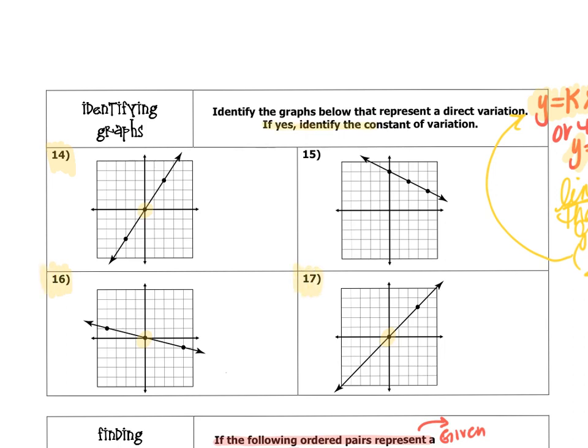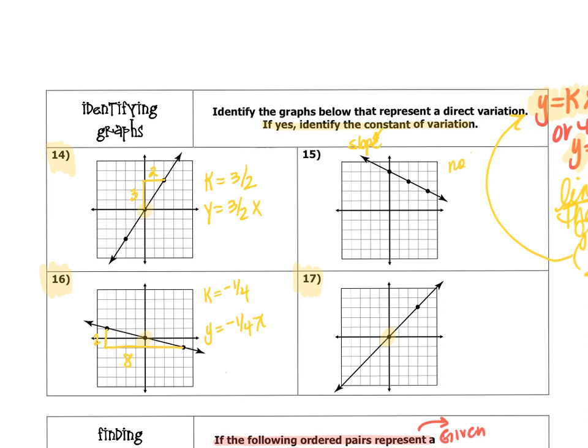And let's identify the k. Remember that the constant of variation is the slope. So let's rise and run. That rise is 3, that run is 2, so my k is 3/2. So the equation is y = 3/2 x. Okay, let's take a look at 16. My rise is 2, my run is 8. It is negative, so my k is a negative slope, is -1/4. So y is equal to -1/4 x.